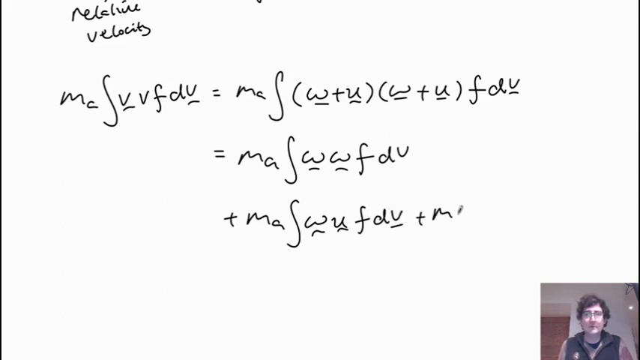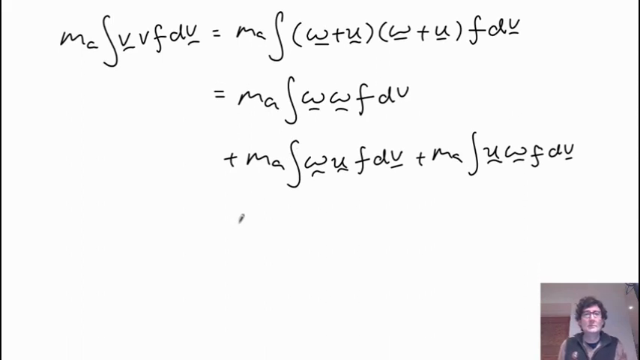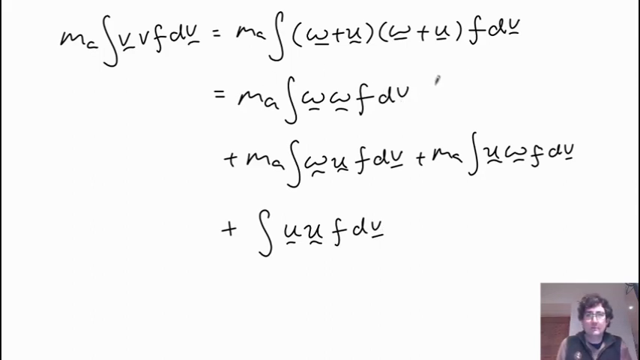FDV plus obviously a MA integral UW FDV. And we'll have a U squared term as well. So this term is called the pressure tensor. So this term is called P. Is the pressure tensor.